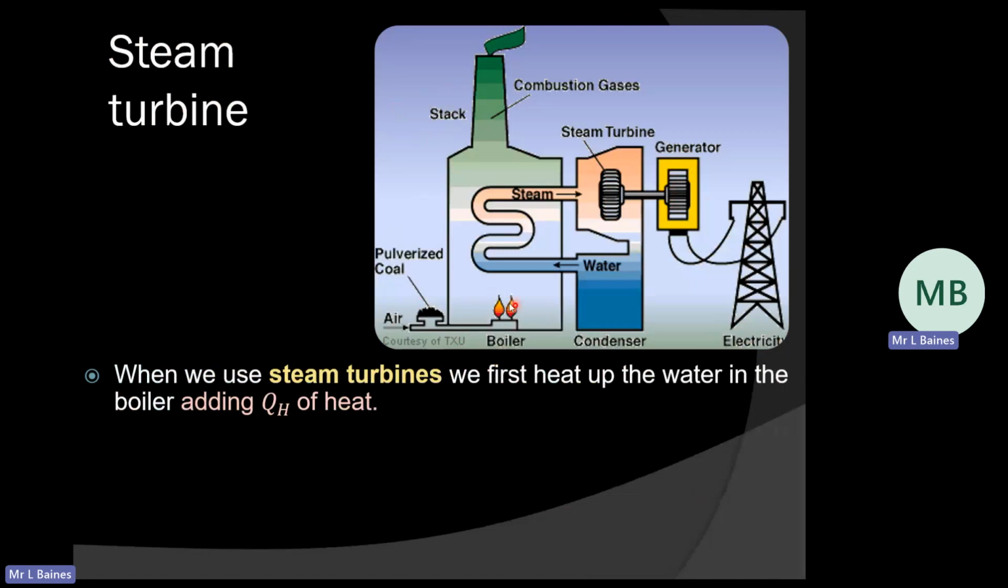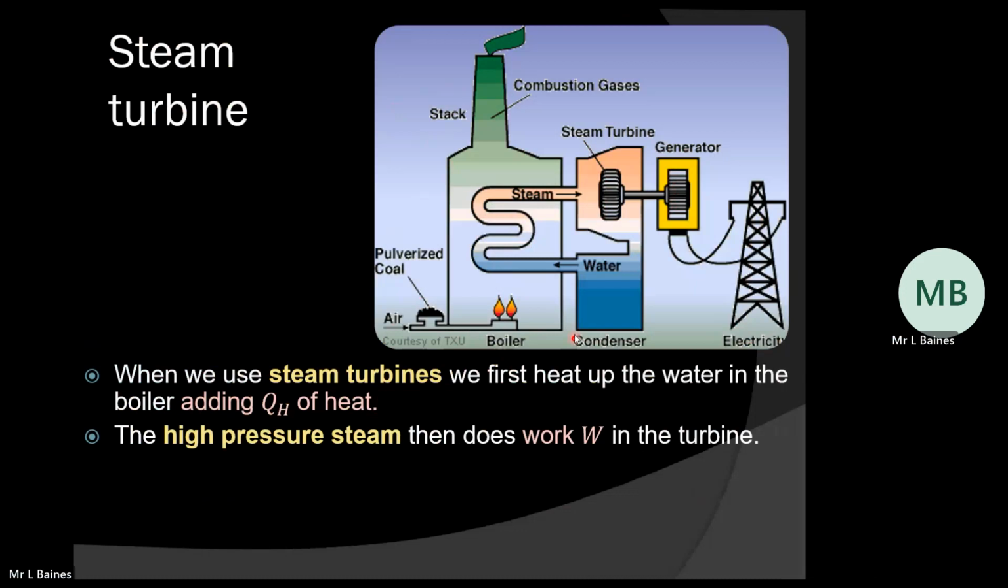If we've got a steam turbine, we burn our fuel and we heat up the water, so we're adding a certain amount of heat to that object. Our high pressure steam is then forced through a turbine, and it forces that turbine to turn round, transferring that energy into work. The spinning of that turbine is kinetic energy. We've covered the rotational kinetic energy in the rotational dynamics question, so they can link this to rotational dynamics as well.